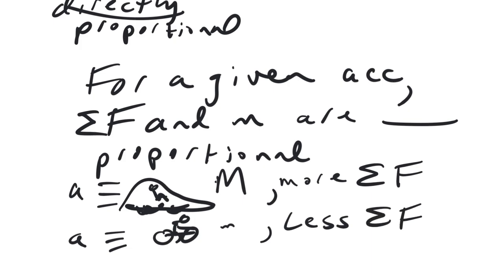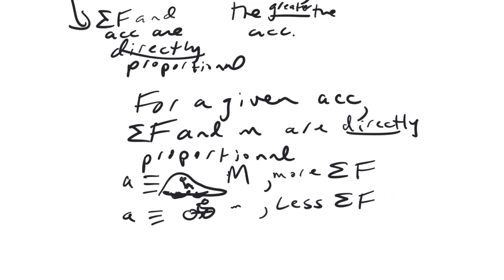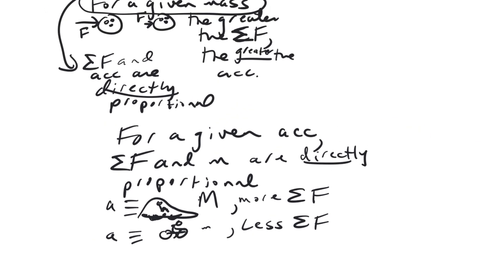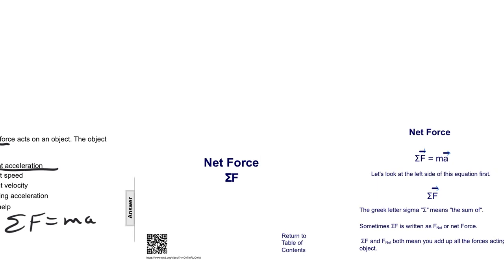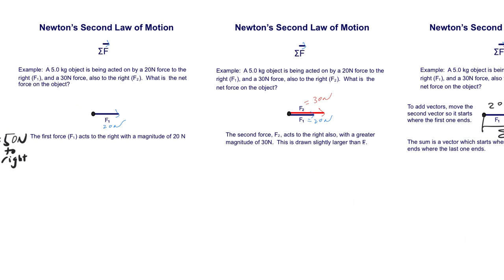So we can say the bigger mass, more. So we can say these are directly proportional. The net force and the mass for a given acceleration are directly proportional. So you should know those concepts. Okay. I'm at 36 minutes, so this is a good ending point.